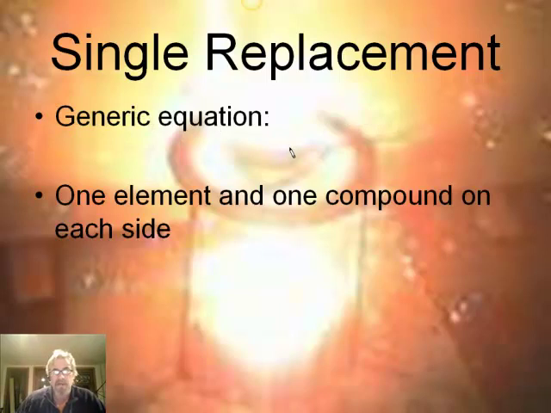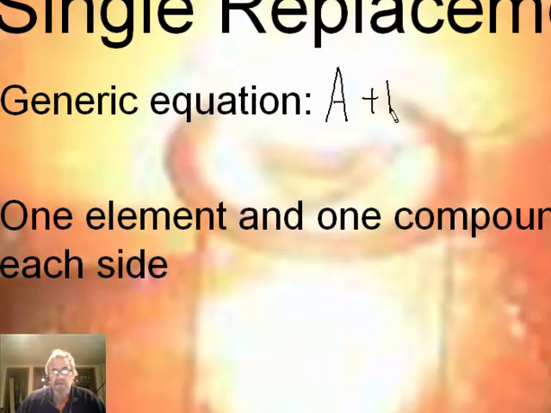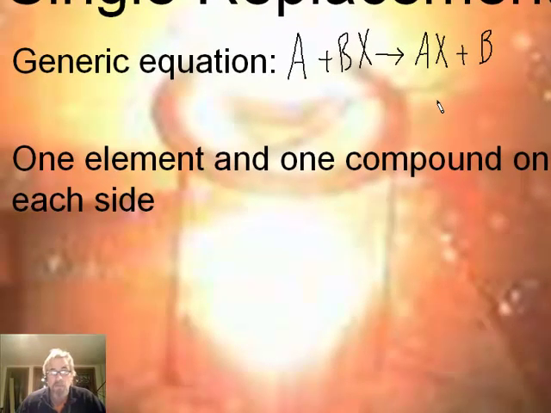The generic equation for a reaction like this, a general way of describing it, would be A plus BX for our reactants, where A is an element that's by itself and B is an element that's part of a compound that will replace A. Maybe they're similar, sometimes both metals. After the reaction takes place, A is now bonded to X, so it's part of the compound, and B, which was part of the compound before, is now by itself. These are easy to spot because you have one element and one compound on each side.